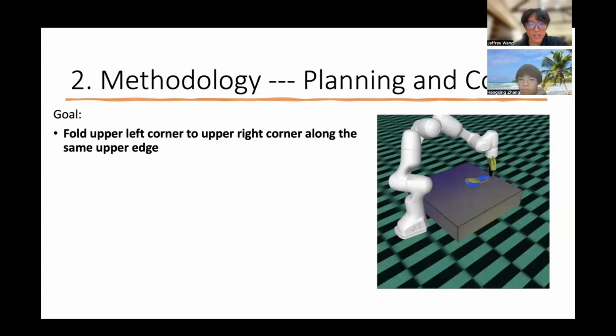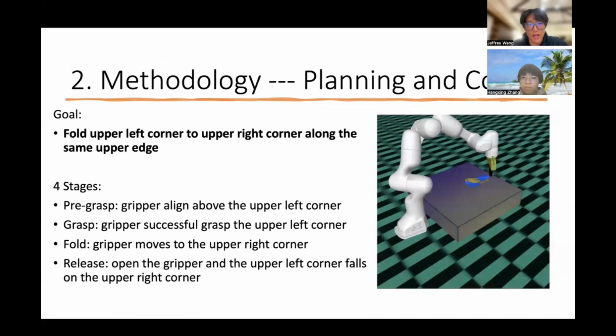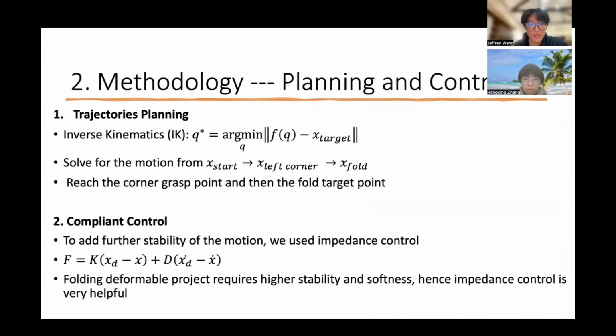Our goal in this project is to fold the upper left corner to the right along the same upper edge, which we broke down to 4 stages: pre-grasp, grasp, fold, and release stages. Here's a picture of the 4 stages. In the planning and control section, we have IK for trajectory planning and a compliant control for softer and more stable touches that are important for deformable object folding.